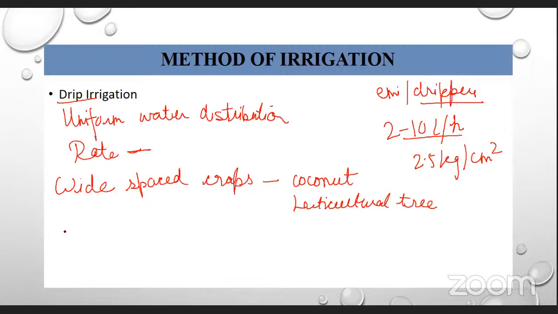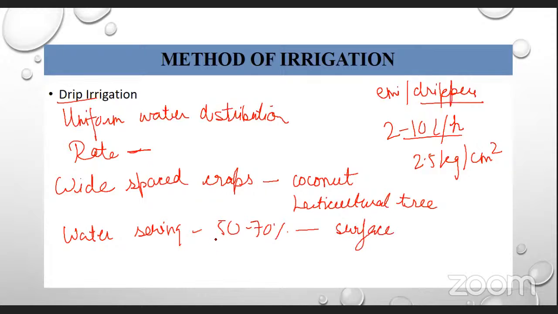Okay, and in this drip irrigation we are having water saving up to 50 to 70% as compared to the surface irrigation. And water use efficiency in this is usually 95%. This irrigation is variable, meaning that we can apply the drip irrigation in variable topographic conditions also. Then the soil erosion is usually reduced through drip irrigation, I have told you.